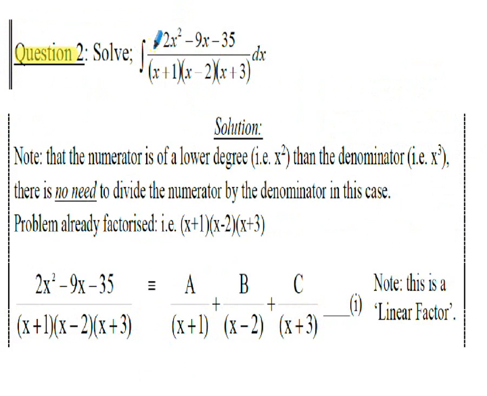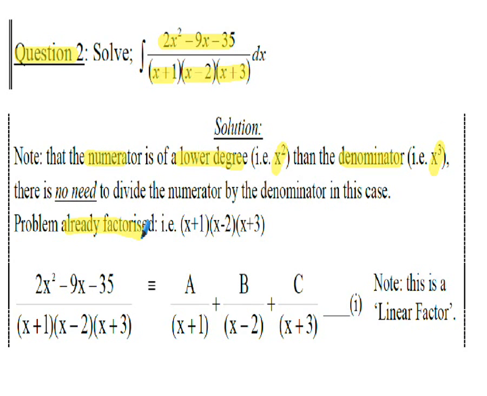In question 2 we're asked to solve the integral of 2x squared minus 9x minus 35 all divided by these 3 brackets in the denominator. In this particular case we can see that the denominator is already factorised, it's already in brackets. And also we can see that the numerator is a lower degree than the denominator, because the numerator has an x squared term, but the denominator, when you multiply the brackets together, would be x cubed. So we satisfy that condition.